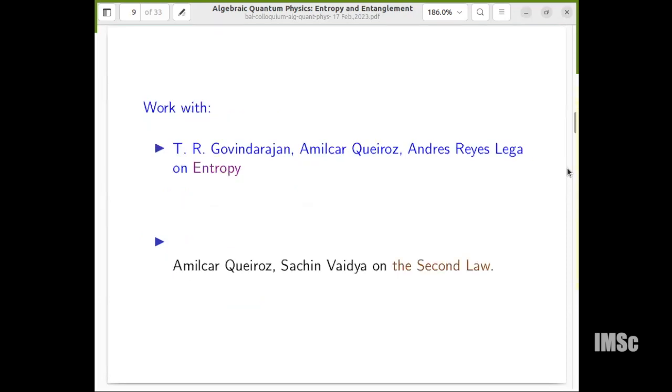The work I have done here was done with some people like TRG Govindarajan and two visitors at that time, Amilcar Queiroz, who came here from Brasilia, and Andres, who came from Bogota. They were here for a few months, and we worked on this problem. And later we continued this and also did some work on the second law and this issue of entropy, and that was done again with Amilcar and Sachin Vaidya in CHE.